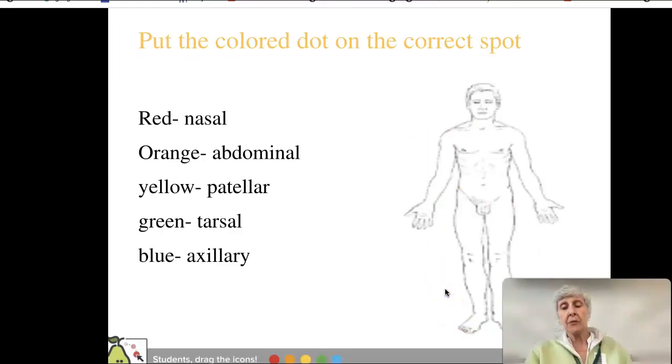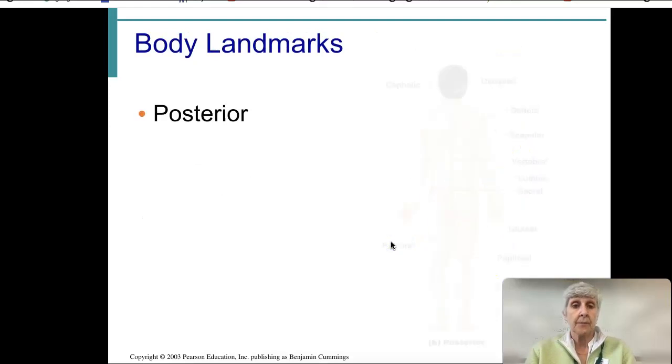So, if you were going to put a red dot in these spots, then you would put them where? So go ahead and pause and figure out where that would be, and then I will give you the answer. Red, or nasal, should be on the nose. Orange, or abdominal, should be above the belly button. Patellar is your kneecap. Tarsal is your actual ankle. So carpal is your wrist, tarsal is your ankle. And then the blue would be right here because axillary is your armpit.